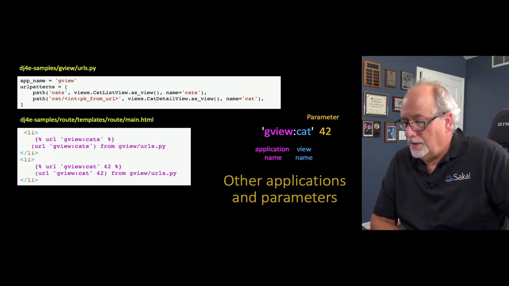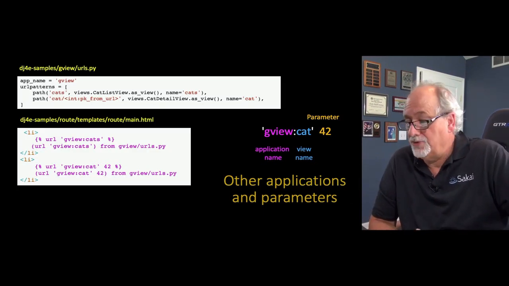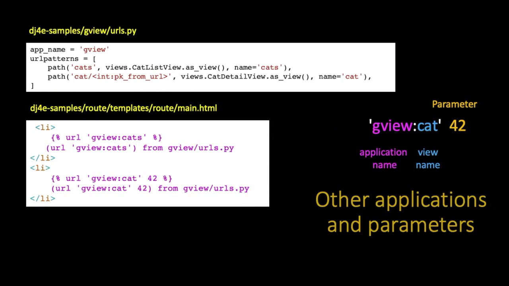Now we're going to see how we do this when we're going from one application to another. An application we're going to look at in just a bit is called the generic views. It's an application called gview. We want to make a link to that application, and we know that there are two views: a list view and a detail view. All we have to do is take a look at the urls.py, and we know that it's the application gview, and this view has a name and that view has a name.